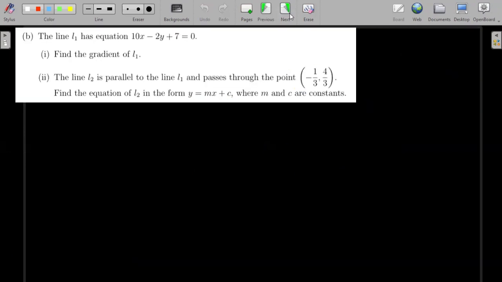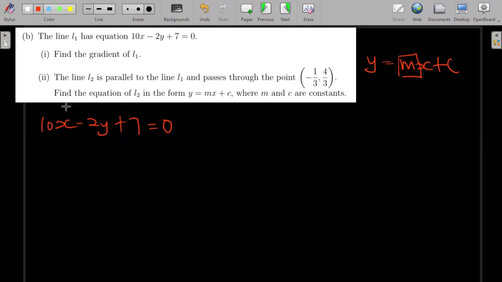We go to question B. Okay, so question B, they're saying the line L1 has the equation 10x minus 2y plus 7 is equal to 0. And then the first question here is find the gradient of line 1. Okay, so remember we said the standard equation of a straight line is just y is equal to mx plus c, where this m here is the gradient. Okay, so we want to express this equation here in form of this.